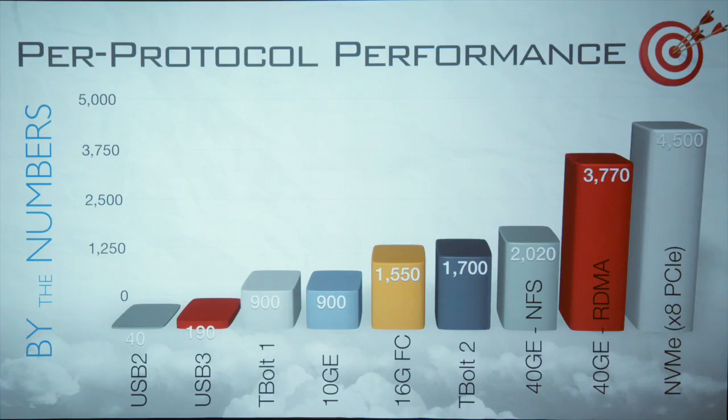Let's also talk about the per protocol side, because how you communicate with it impacts things as well. As you can see, USB 2, USB 3, those are not very exciting protocols on the left for what we do. Thunderbolt's good, 10 gig is good, Fiber Channel is still in there, great protocol. Not as popular now. Thunderbolt 2 and our personal favorites, 40 gig E.